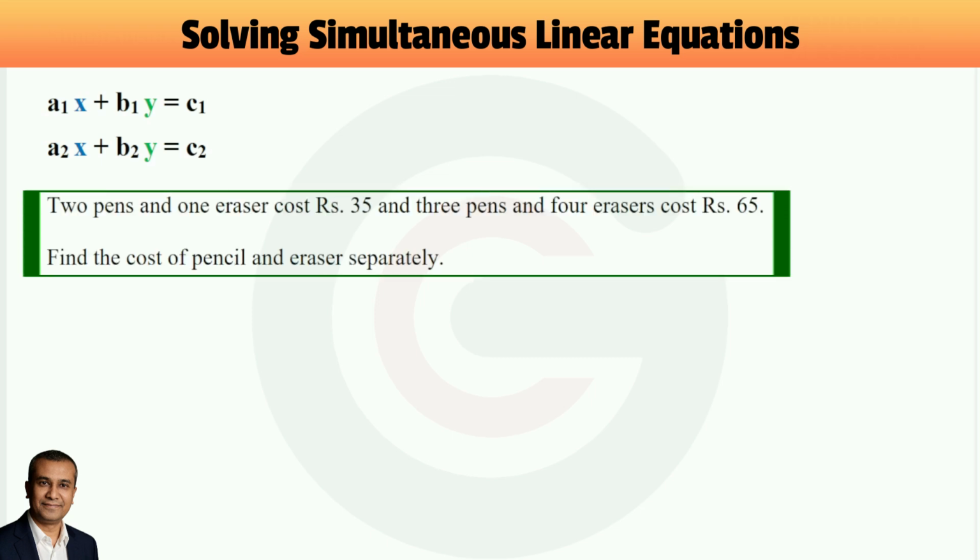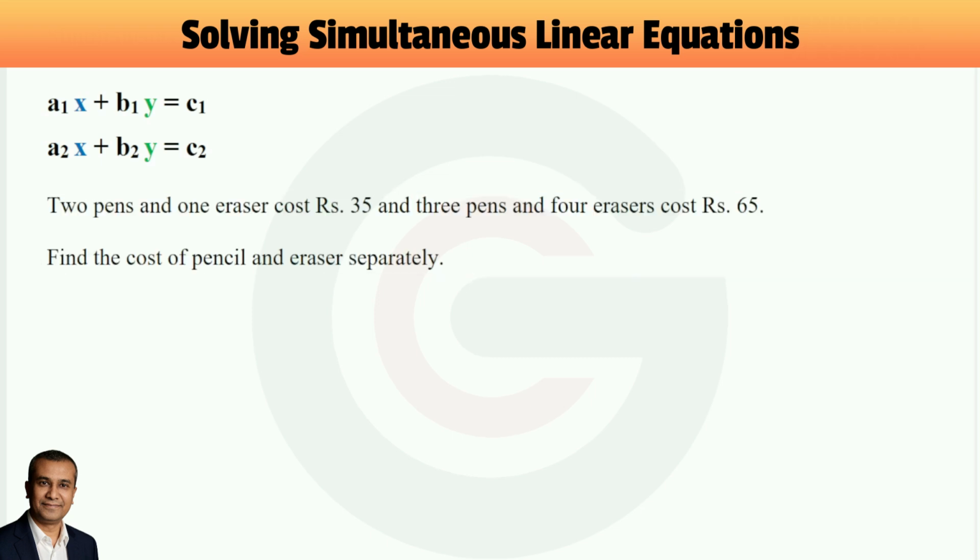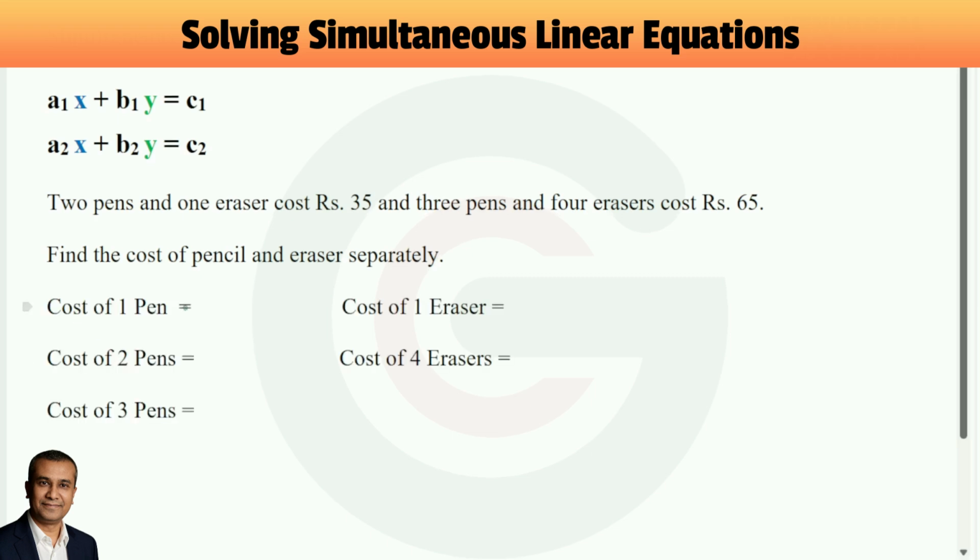For example, here we have a word problem. 2 pens and 1 eraser cost rupees 35 and 3 pens and 4 erasers cost rupees 65. Find the cost of pen and eraser separately. Now let's say that cost of 1 pen is x rupees. Then cost of 2 pens would be 2x and cost of 3 pens would be 3x. Similarly, let's say that cost of 1 eraser is y rupees. Then cost of 4 erasers will be 4 into y.